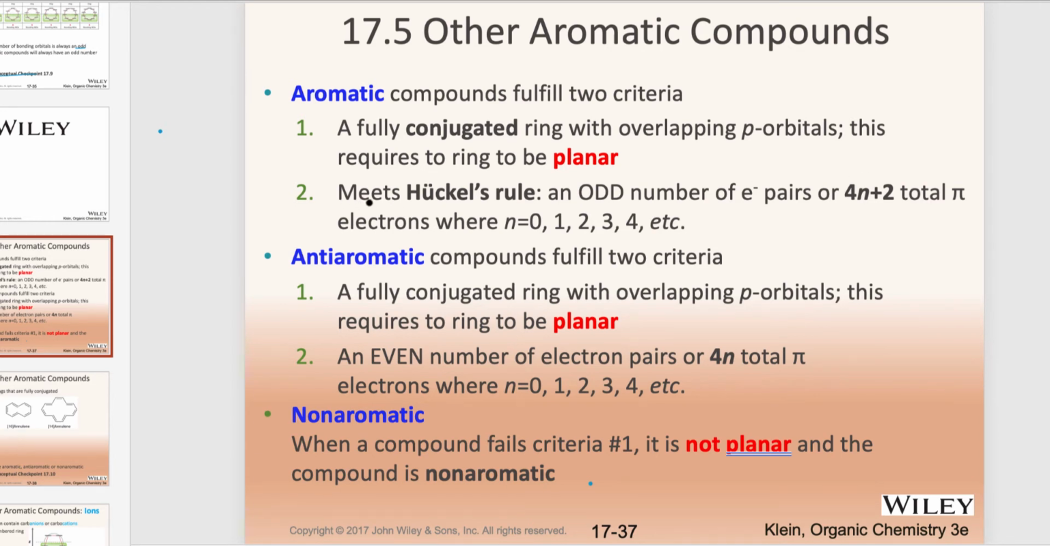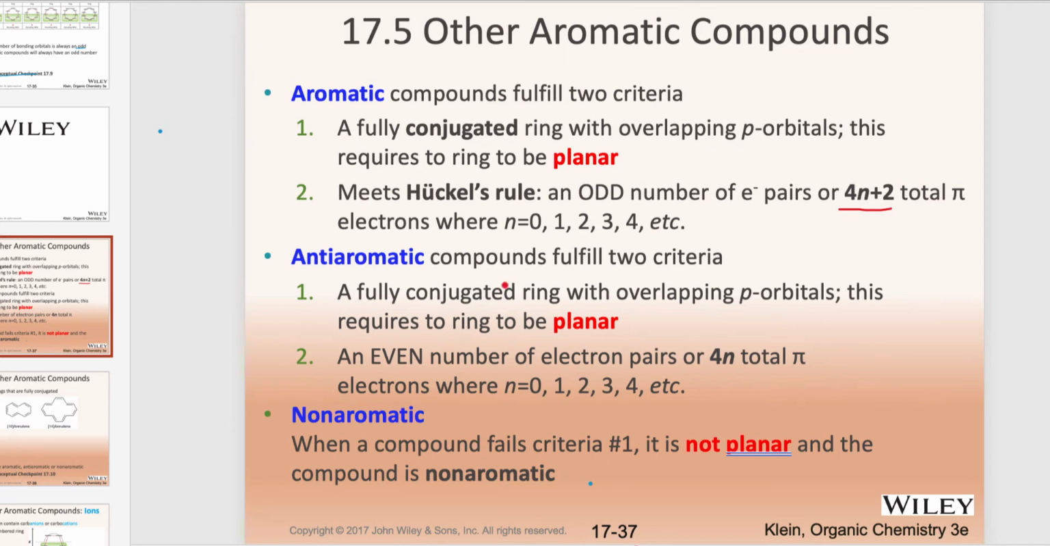And we also have learned about Hückel's rule, in which an odd number of electron pairs will be present in the structure. We also refer to this as the 4n plus 2 rule, where n is a placeholder for either 0, 1, 2, 3, 4, which means we can have a total of 2, 6, 10, 14, 18 electrons, always increments of 4, that's what 4n means, that will then give us the possibility of having an aromatic compound.